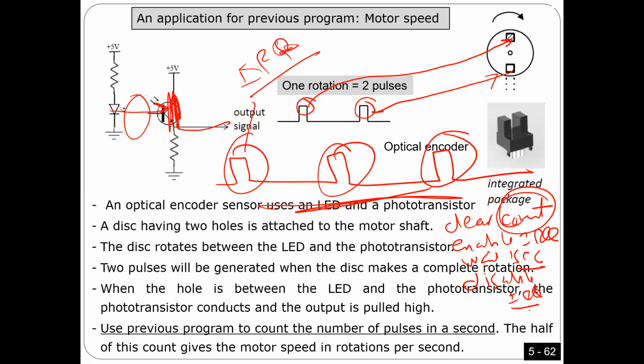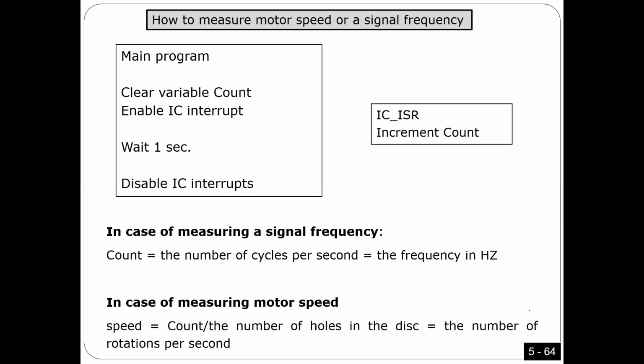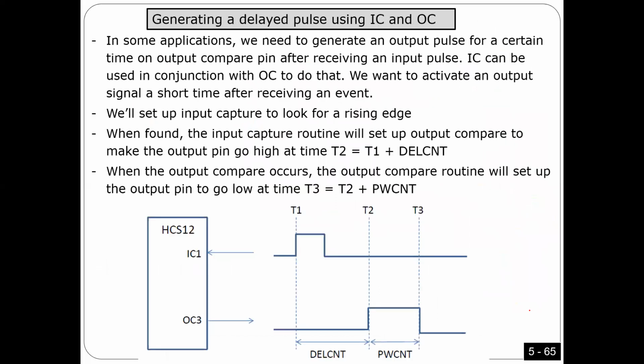And then after that, I'm going to divide this count by 2. This can give you how many revolutions per second. Is that clear, guys? Any question?